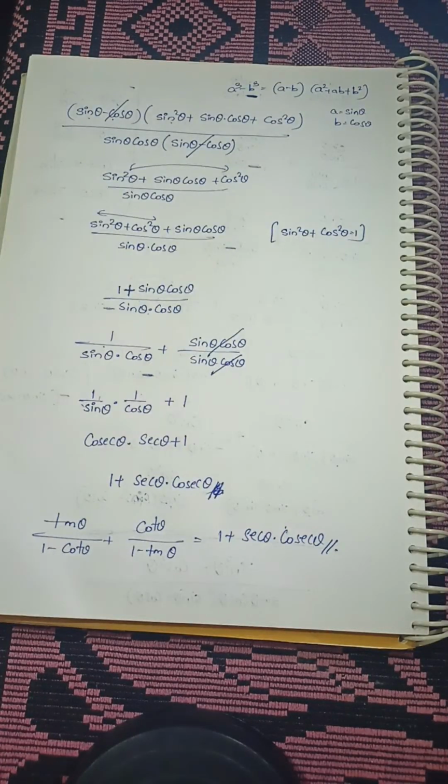Sir, how to convert sine in the form of cos, tan, secant and cosecant? That we can do later. Okay.